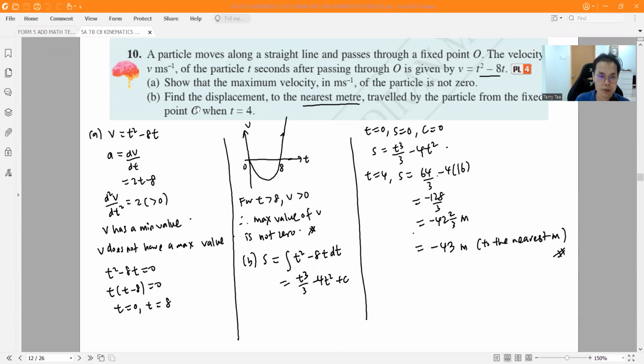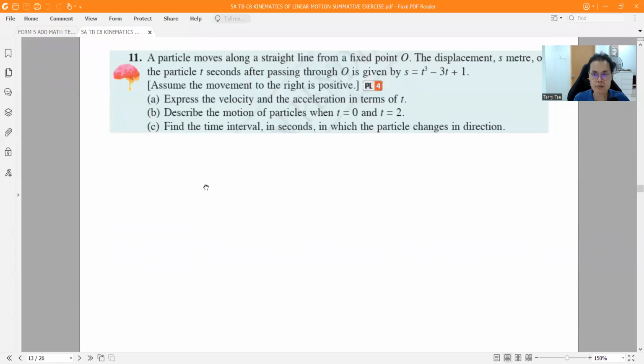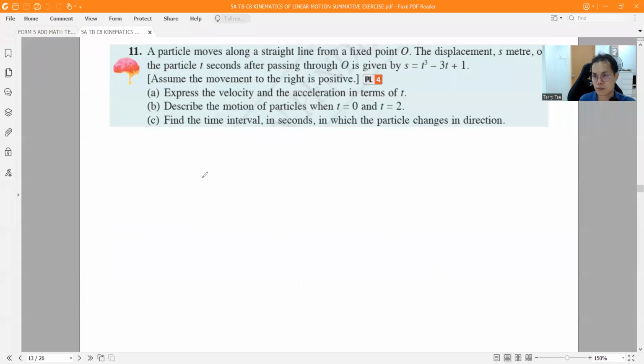Next one. Question 11. A particle moves along a straight line from a fixed point O, and the displacement of the particle is given by this function. Express the velocity and the acceleration in terms of t. Okay, so let's differentiate displacement to get velocity: 3t squared minus 3. Okay, differentiate one more time: 6t. So you got your velocity function, and we got your acceleration function.